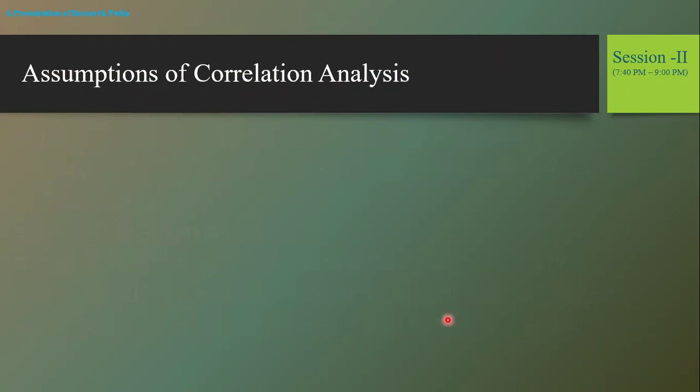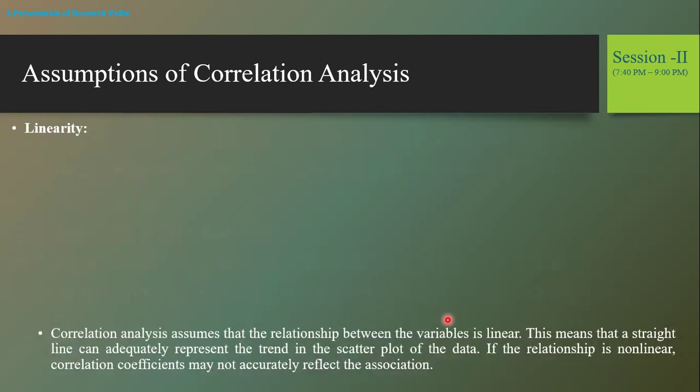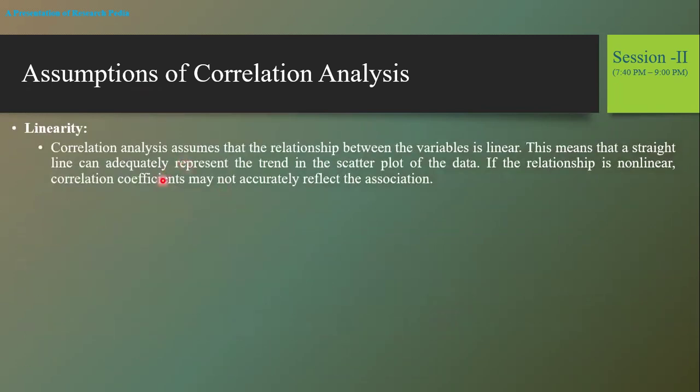Next is the assumptions, and after the assumptions, we would see example one, and I would let you know which variables from example one we are going to test. So the first assumption is linearity. There should be a linear relationship between the variables. This is the first assumption.